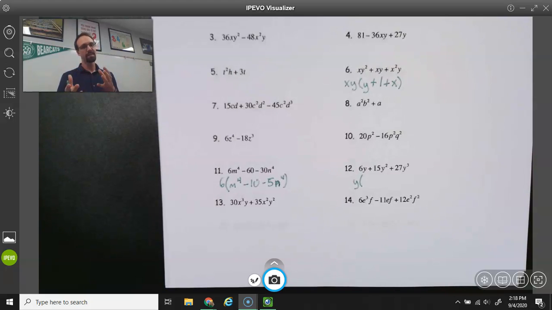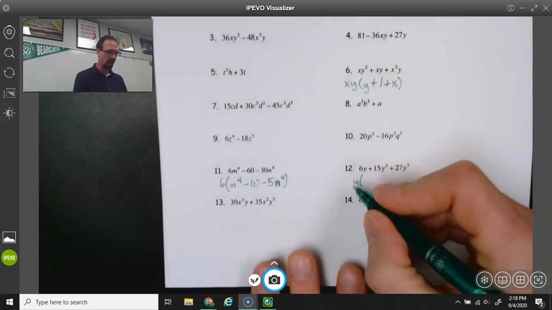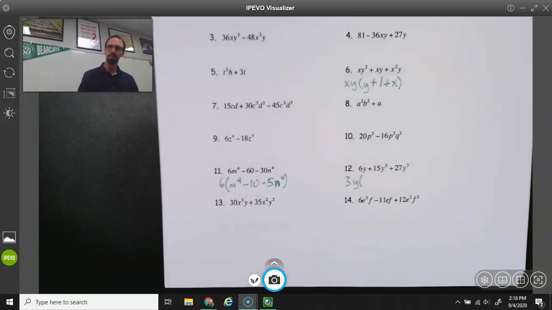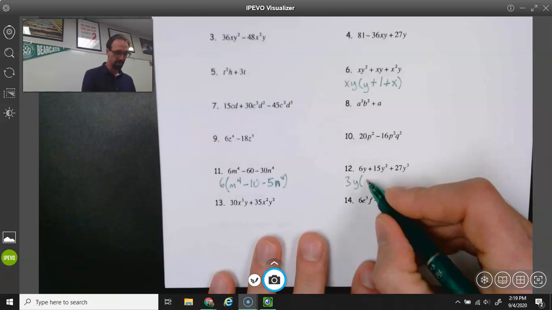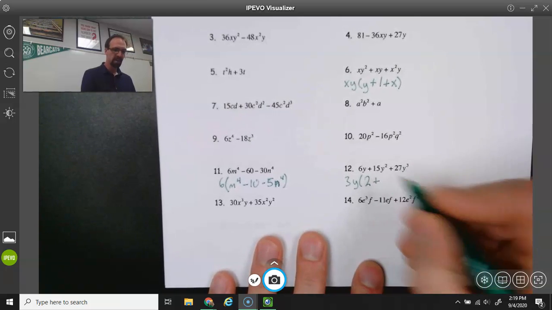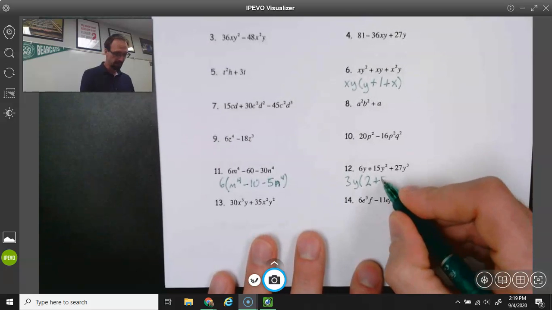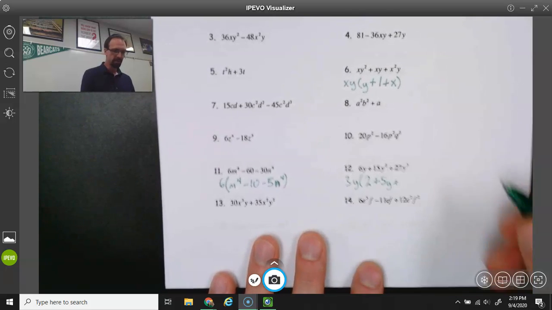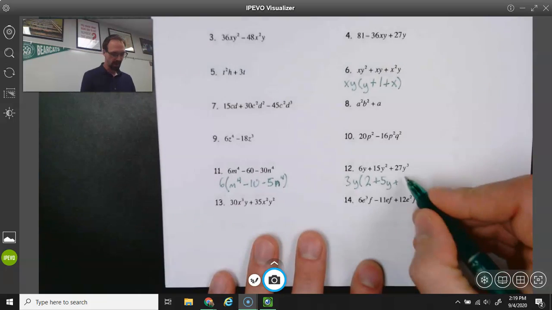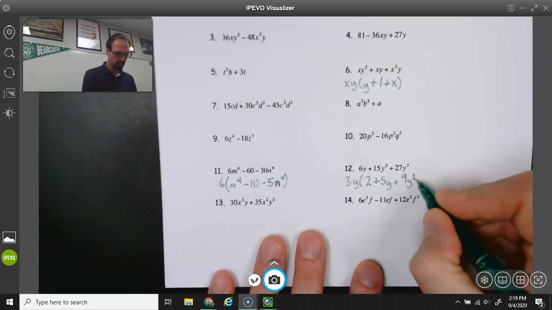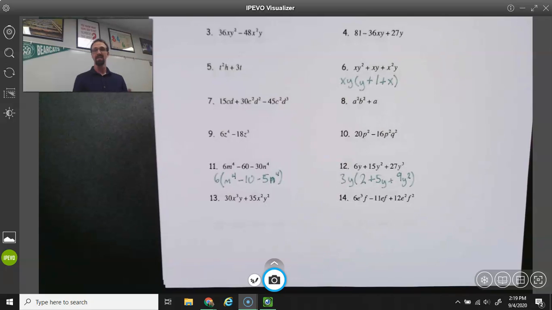But wait, 6 can be factored. What can 6 be factored into? 3 and 2. 3 goes into 15, and 3 also goes into 27. So I actually want to factor out a 3y. So I factor out a 3y from 6y, I'm left with 2. Plus, factor a 3y from 15y squared, I'm left with 5y. And then a 3y from 27y cubed, I'm left with 9y squared. And again, everything that's in there should be unfactorable in this particular part.